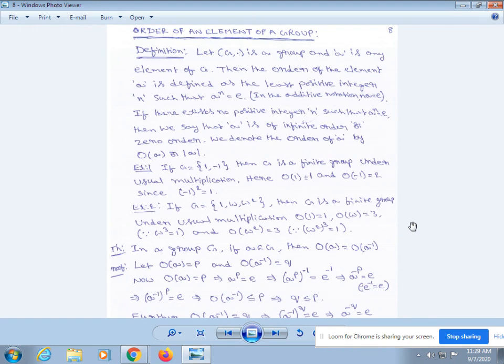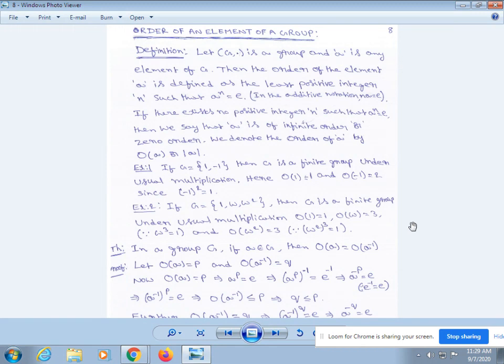We denote the order of a by O of a or modulus a. For example, if G equals the set of 1, minus 1, then G is a finite group under usual multiplication. Here the order of 1 equals 1. In the same way, the order of minus 1 equals 2, since minus 1 whole square equals 1. Next, another example.